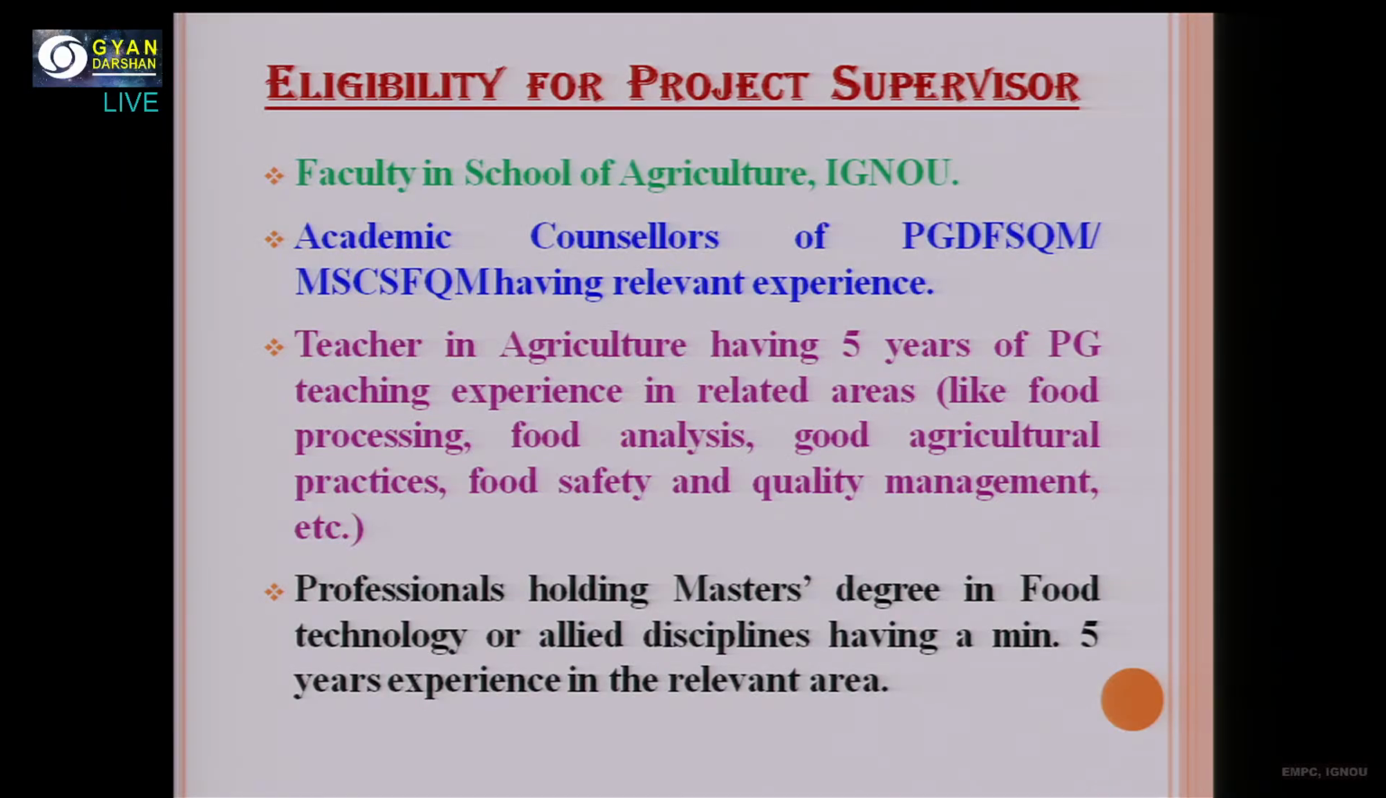If you don't find any supervisor from the college or university or your study center or School of Agriculture IGNOU, then you can also approach food professionals who are working in industry, but the person needs to be a postgraduate in food science and technology or the allied disciplines, and that person should have at least 5 years of experience in the food industry in the relevant area.